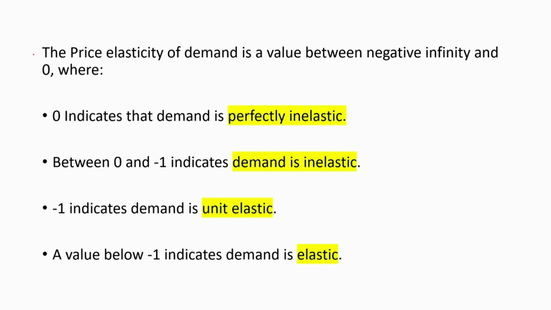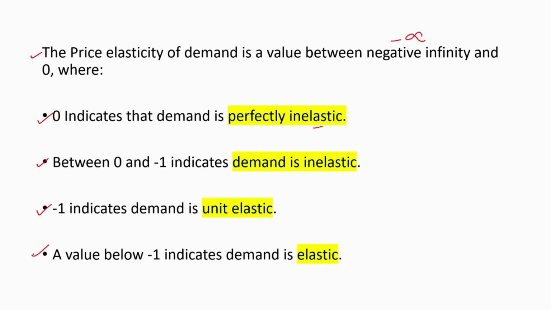Now let's discuss the different variations of price elasticity of demand. The price elasticity of demand is a value between negative infinity and 0, where 0 indicates demand is perfectly inelastic. Between 0 and negative 1 indicates demand is inelastic. Negative 1 indicates demand is unit elastic. A value below negative 1 indicates demand is elastic. As we now know, the price elasticity of demand is the sensitivity of the demand to price changes.